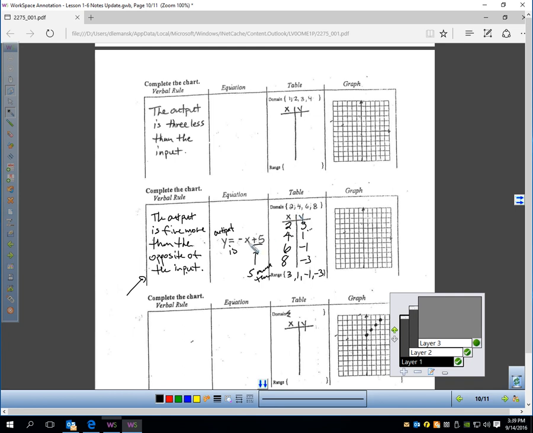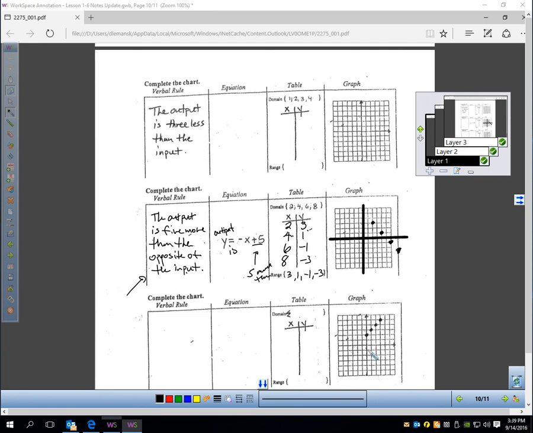If you plug a 2 in here, the opposite of 2 is negative 2, and when you add 5, you get 3. When you put 4 in here, the opposite of 4 is negative 4. When you add 5, you get 1. When you enter in a 6, the opposite of 6 is negative 6, and you add 5, you get negative 1. And when you enter in 8, the opposite of 8 is negative 8 plus 5 is negative 3. All I have to do is plot those points. 2 right, 3 up, 4 right, 1 up, 6 right, 1 down, 8 right, 3 down.